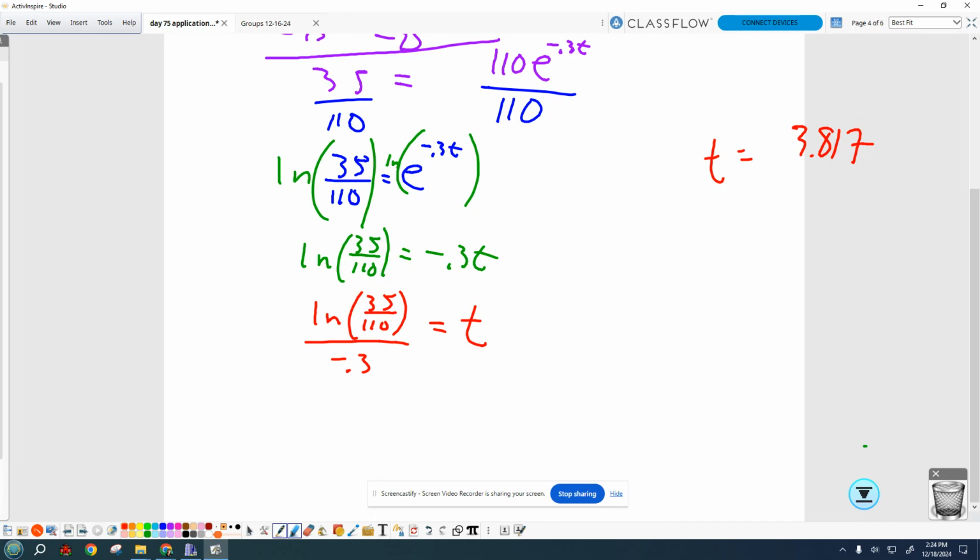Okay, so the homework is to finish the worksheet. So do the other problems on your own. Compare with your partners.